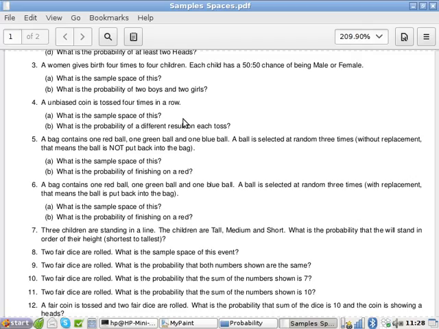I guess that a woman gives birth 4 times to 4 children. I just wanted to make it clear that there's no twins or triplets here. One child individually, so not quadruplets.